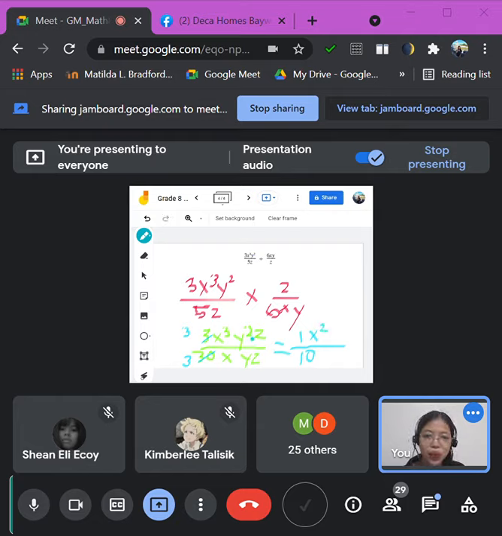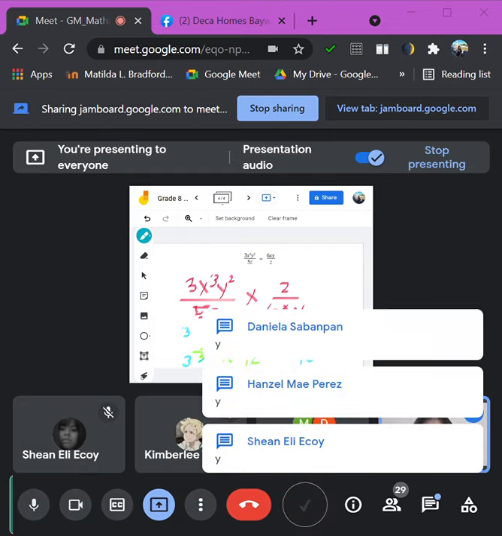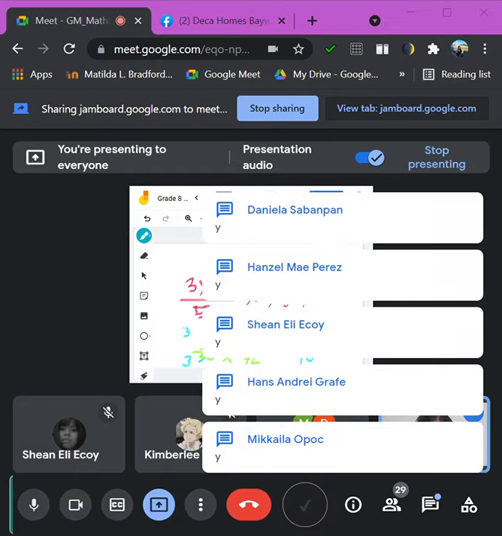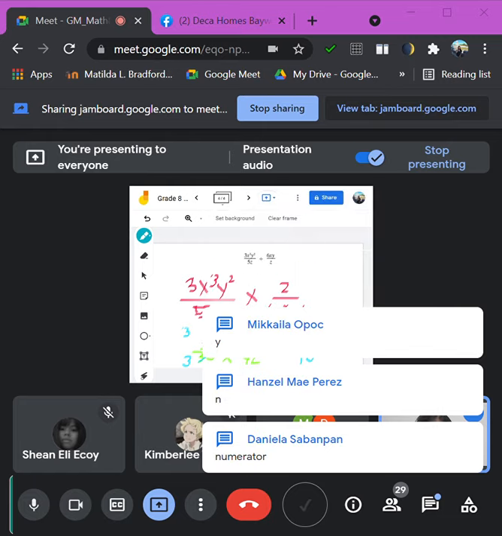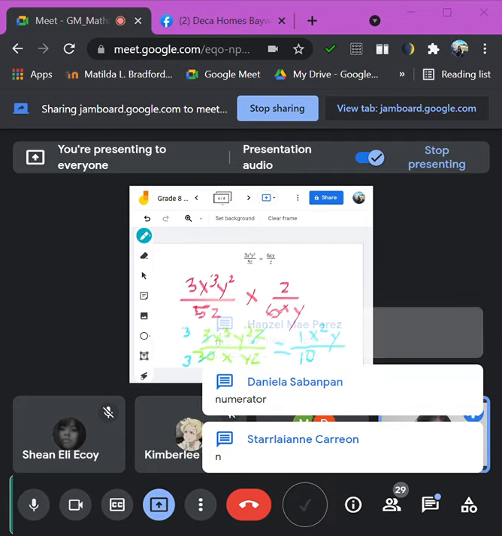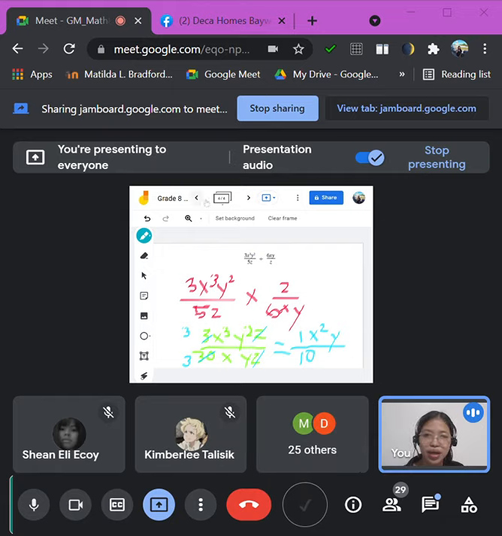Okay, how about this one? Y squared. And then y diri. Okay, y. Asay butang, numerator, denominator? Okay, we're going to put it in the numerator. And then ang kanisiya is pwede na siyang makancel. So your final answer would be 1x squared y over 10.